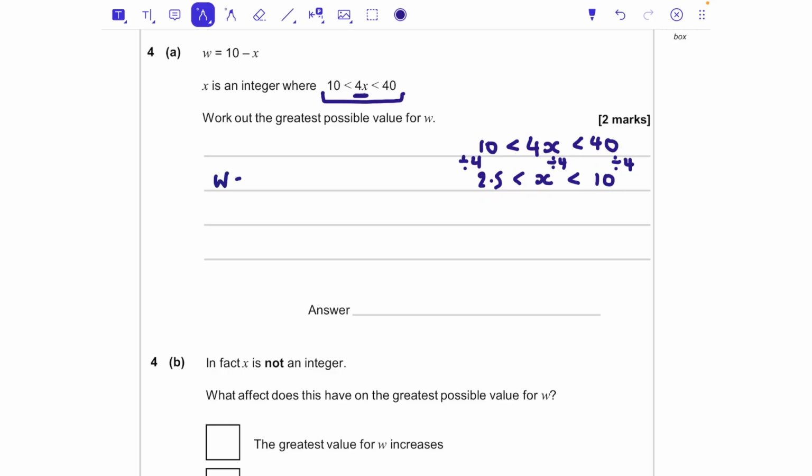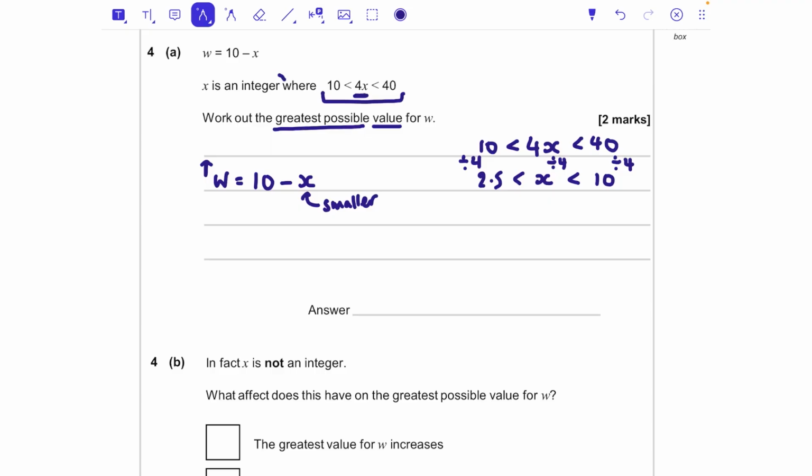But w is 10 take away x, and we want to make w as big as we possibly can. We want to work out the greatest possible value. Now, to make w as big as possible, I want to take away as little as I can. So I've got 10. If I took away 10, not that I can because it can't equal 10, but if I took away 9, it'd be 1. That's going to be really small. But if I took away 3, I'm going to get 7. So I want to take away as small a number as I can. I want to make x as small as possible.